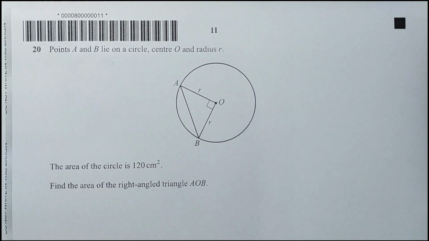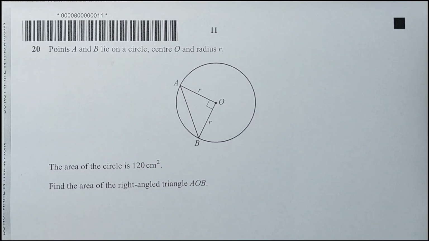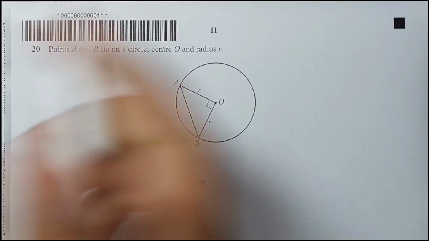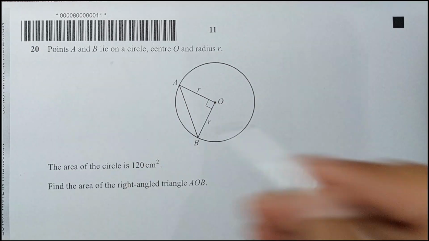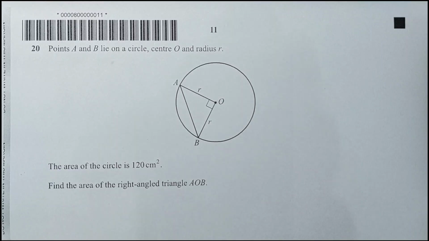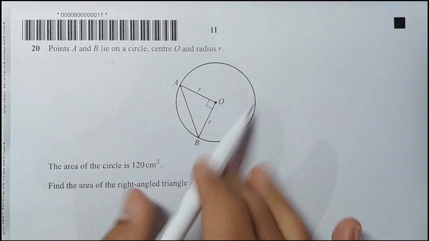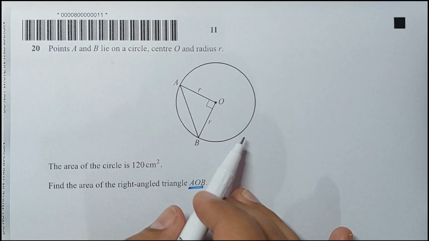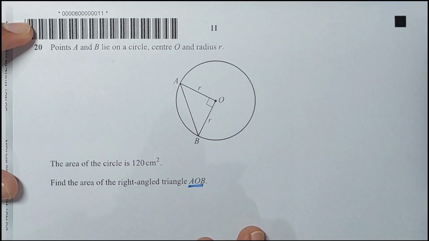Question number 20. Points A and B lie on a circle, center O, and the radius is R. The area of the circle is given. Find the area of the right angle triangle AOB. The circle area is given to us. All right, so area of a circle, use this information.